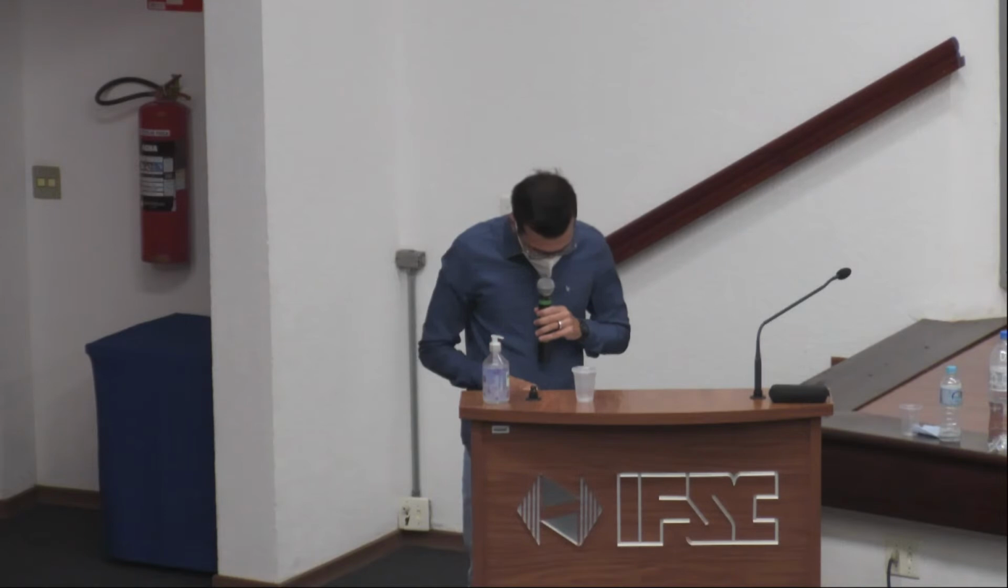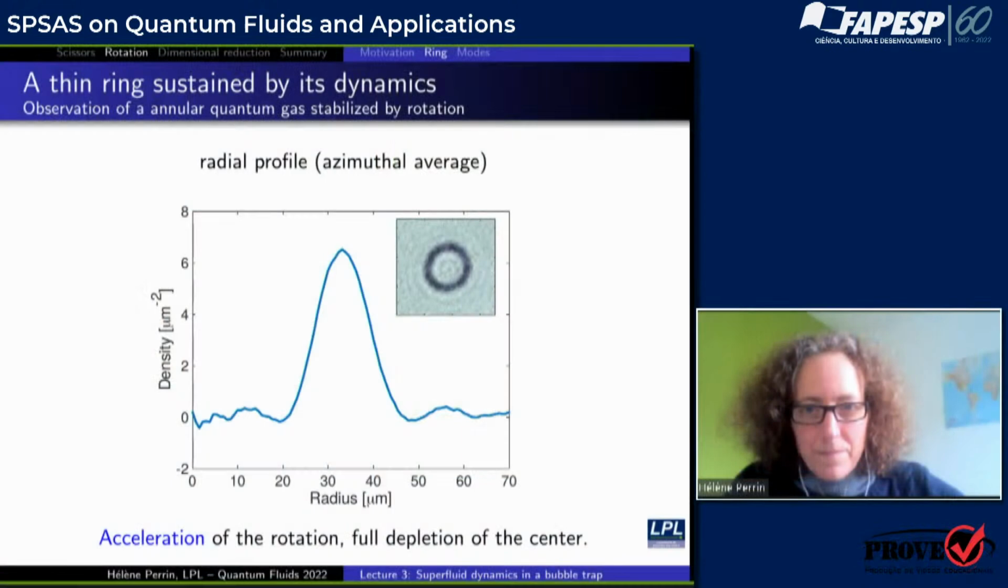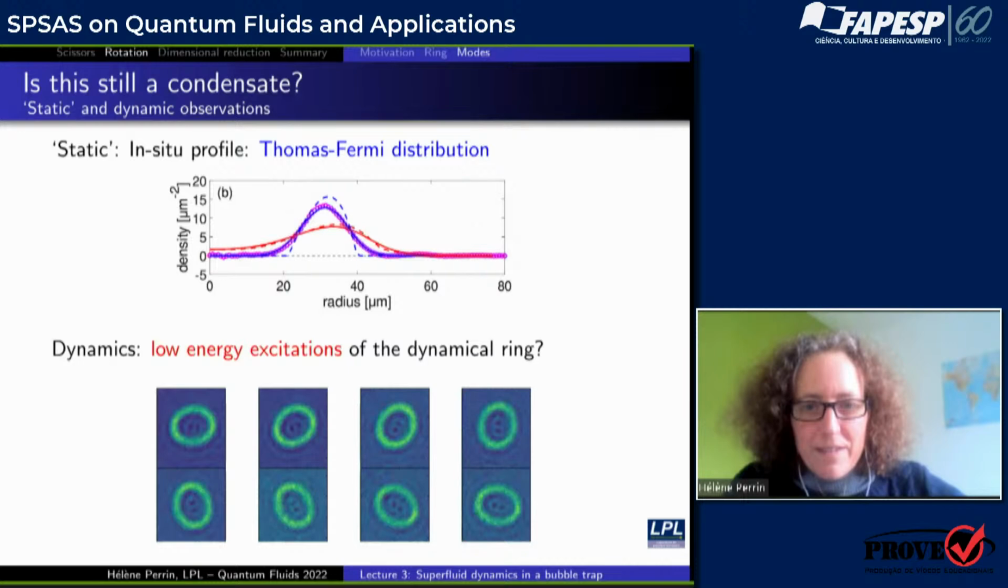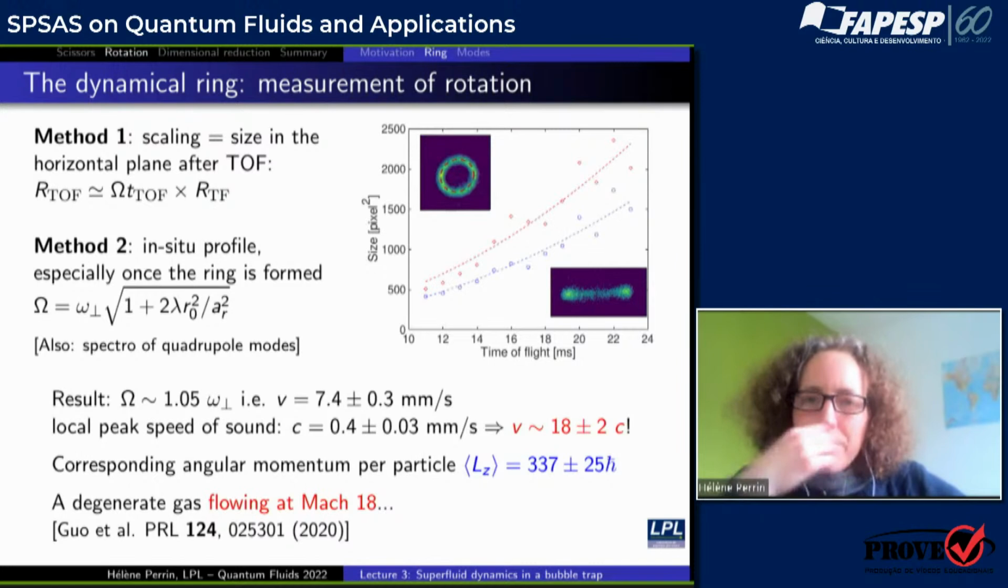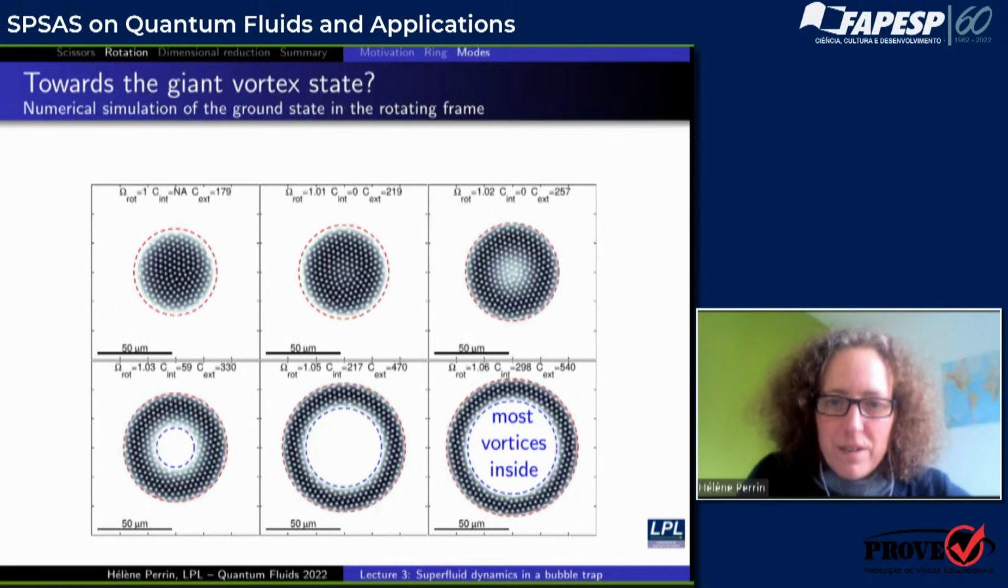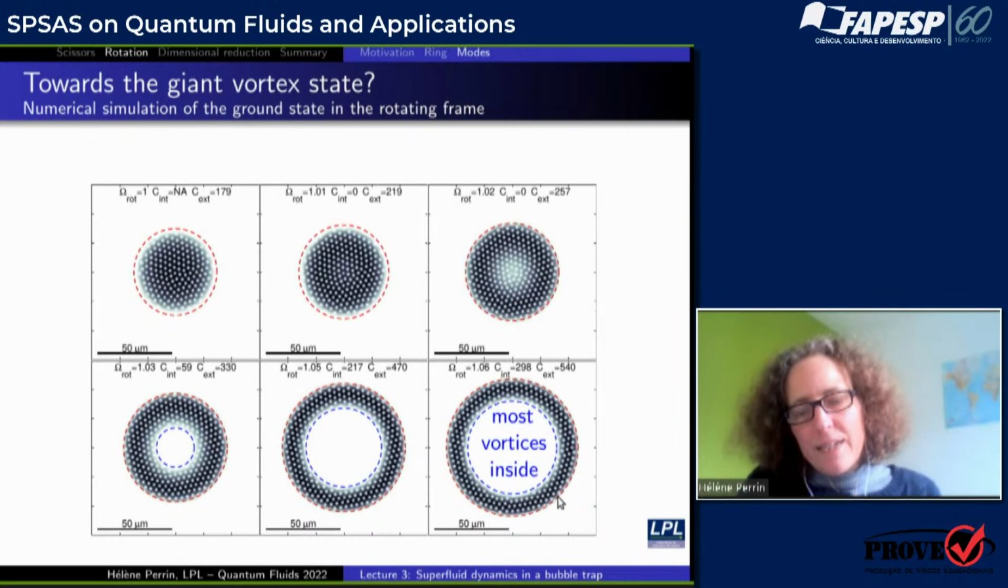Hélène, congratulations for a selecting presentation. I would like to come back to the supersonic BEC and ask you, how do you understand the Mach 18 movement of the BEC? Is it the new ground state? Yes, it is a new ground state. So in fact, as I have shown also with the Gross-Pitaevskii simulation of the gas, this graph here is the ground state of the gas in a rotating frame.